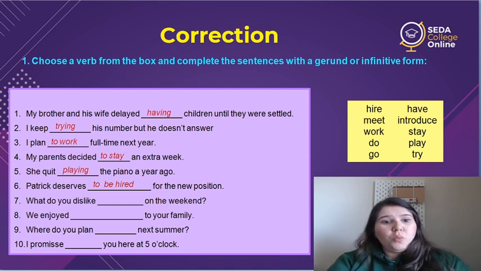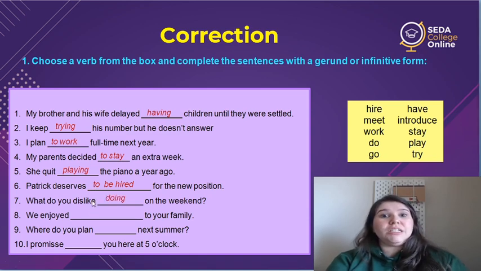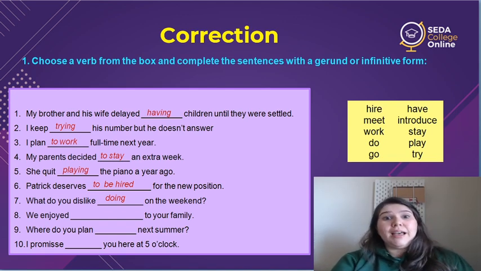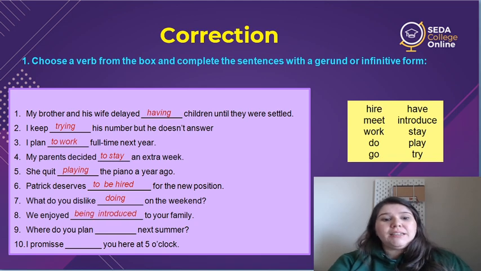7. What do you dislike on the weekend? So dislike is a verb that shows an emotion. Yeah? So dislike is followed by ing. What do you dislike doing on the weekend? 8. We enjoyed to your family. So again, a passive form. Being introduced. So enjoy is followed by gerund form, but in this case we again need a passive form. So we enjoyed being introduced to your family.